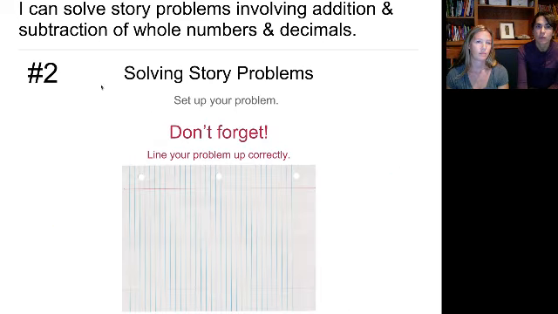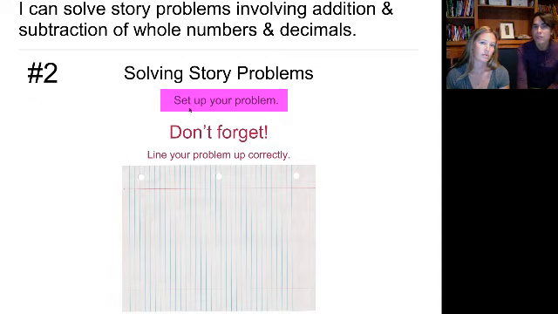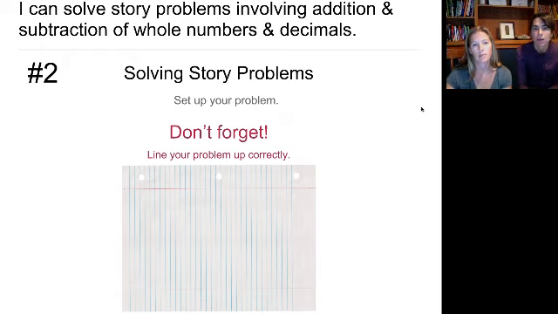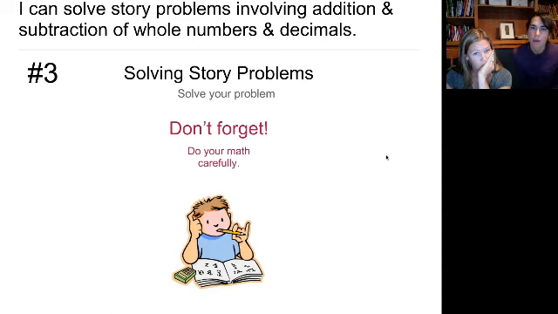Now, step number 2 is just setting up your problem. Once you realize what to do, write it down. And don't forget, you can turn your paper sideways again to line your problem up correctly. That's always helpful.